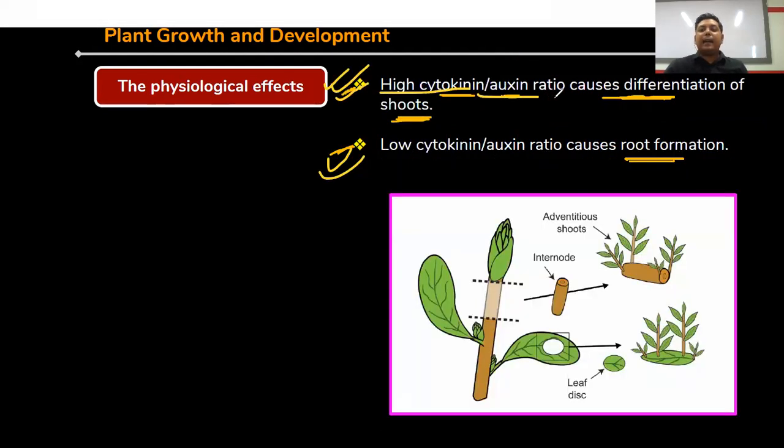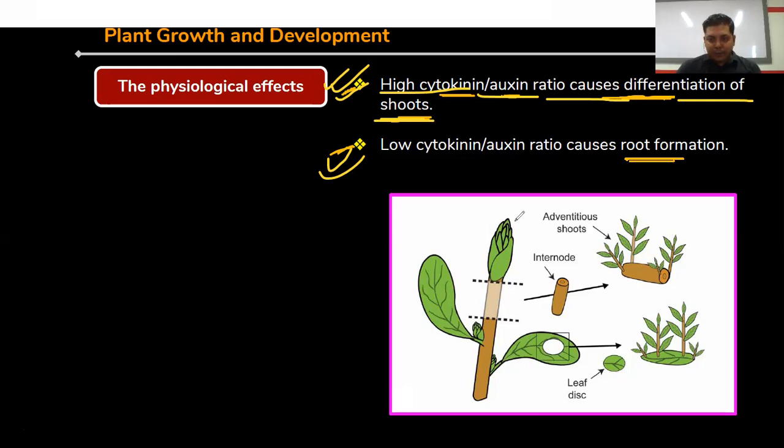High cytokinin to auxin ratio causes differentiation of shoots. Clear? Now listen, what happened? You have already learned about the auxin function, and now you are learning about the cytokinin function. So cytokinin is mainly involved in cell division, and auxin is mainly involved in apical dominance.